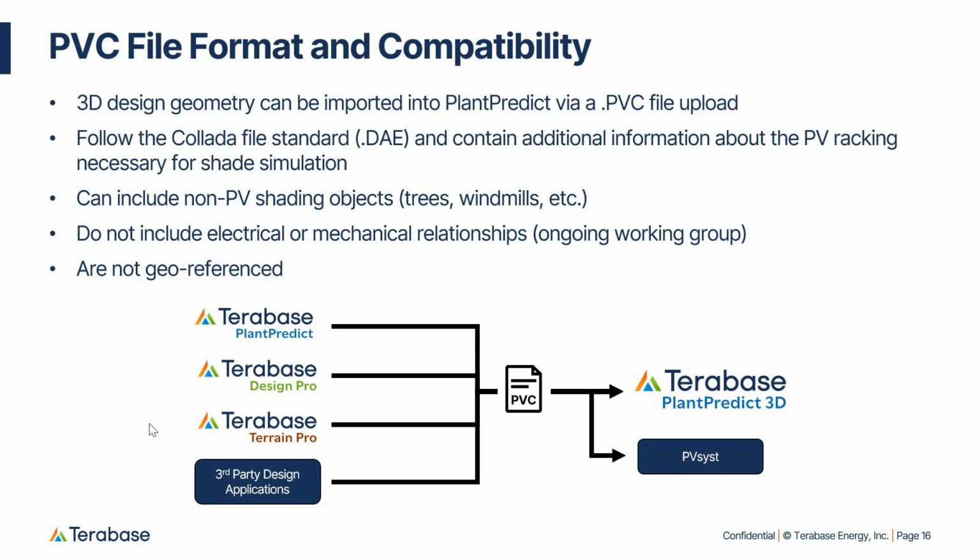PVC files can include non-PV shading objects, such as trees, windmills, buildings, etc. And they don't include any electrical or mechanical relationships. So for example, you're not going to be able to get that this rack is connected to that inverter. That type of information is not contained within the PVC file. But there is an ongoing industry working group to build more information, such as electrical and mechanical hierarchies, into the PVC file format, and Terabase is one of the participants.